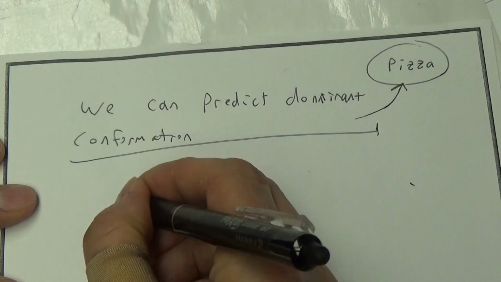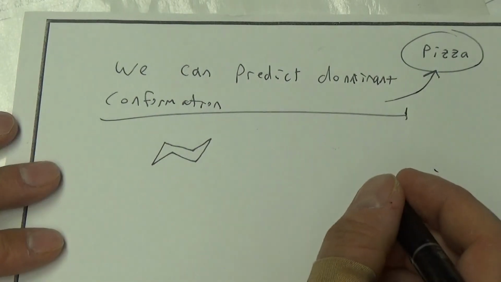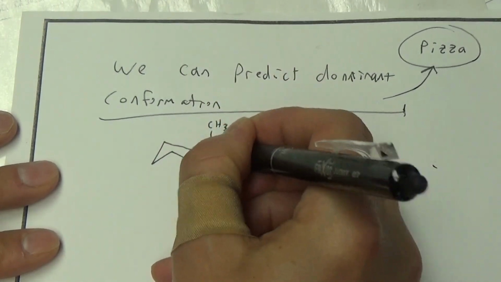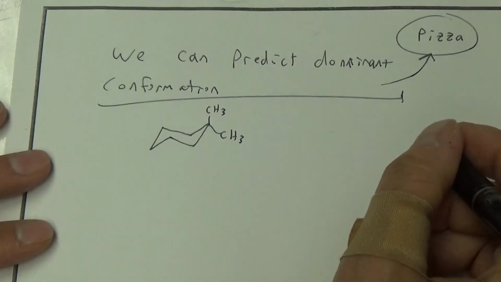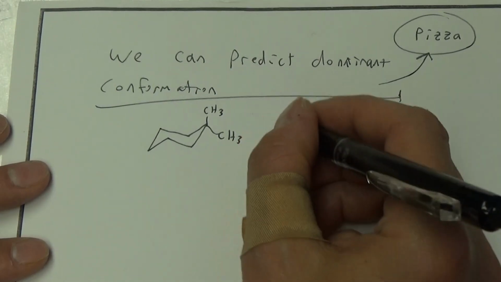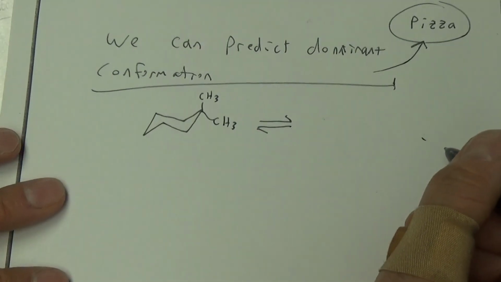Alright, so if we have methyl-methyl, 1,1-dimethyl cyclohexane, 1,1-dimethyl cyclohexane. And let's draw the alternate flipped form.